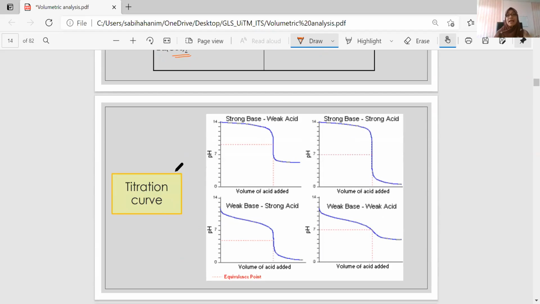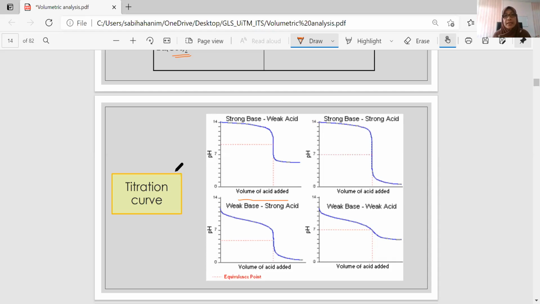When we perform the titration, what information does the titration give us? First, we can plot the titration curve from the reaction. In this example curve, we add the acid, meaning the acid is put inside the burette. That's why we plot the volume of acid added. In the burette, you can put the acid or you can put the base, depending on the type of titration.